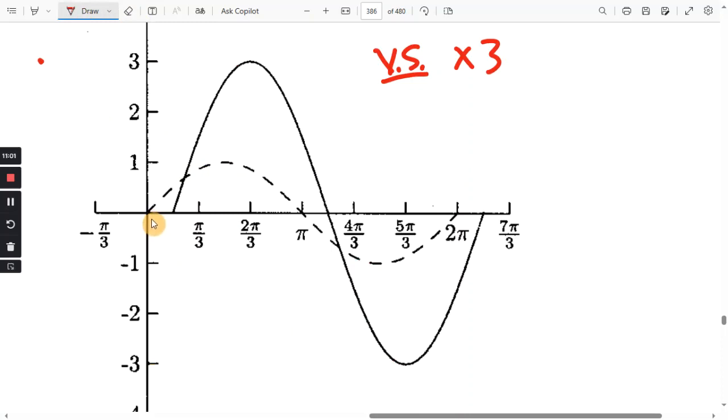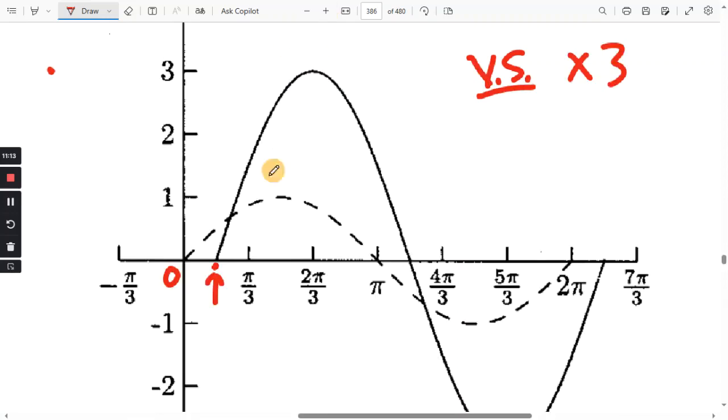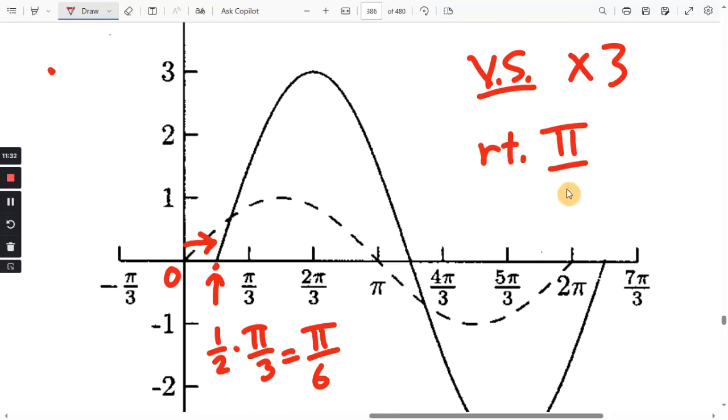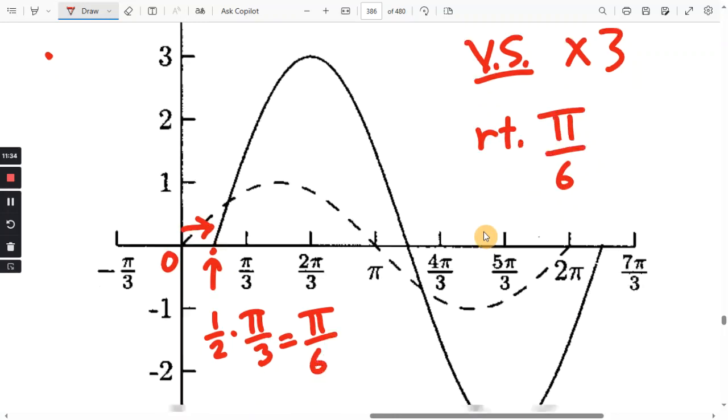And now let's look at the shift. All right, the original starts at 0. The new one starts right here, okay? That point is in between 0 and pi over 3. It's halfway from 0 to pi over 3. So basically half of pi over 3 is going to be pi over 6. It moves to the right by pi over 6.